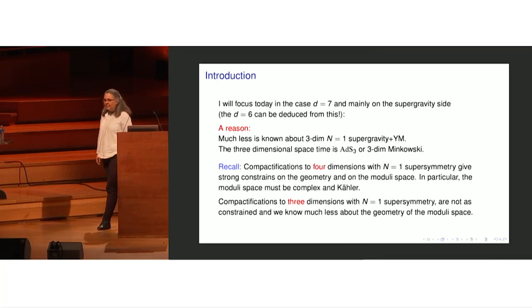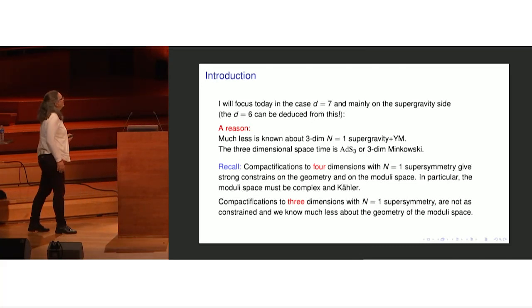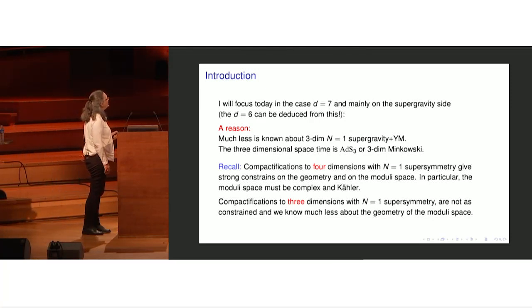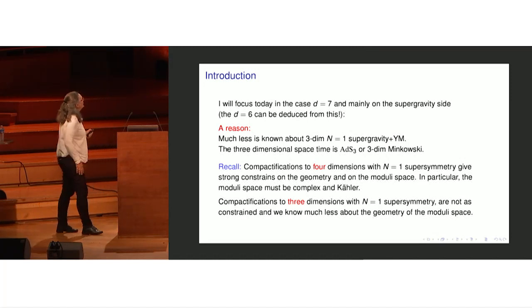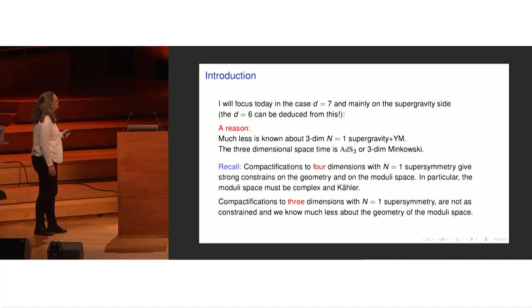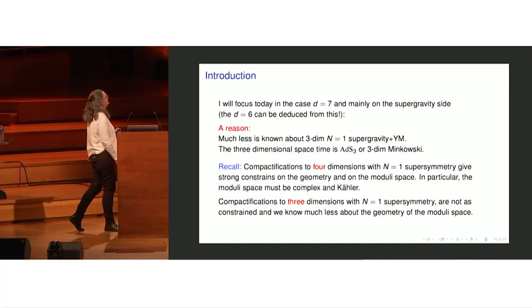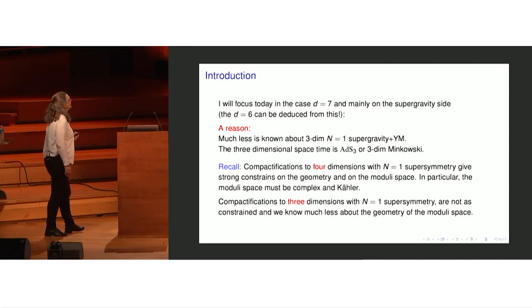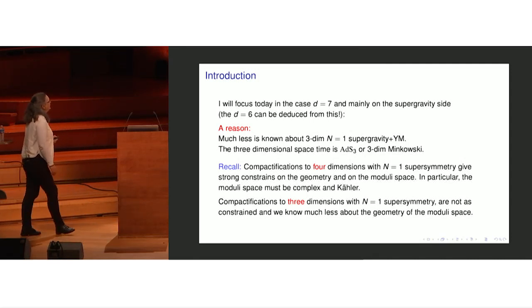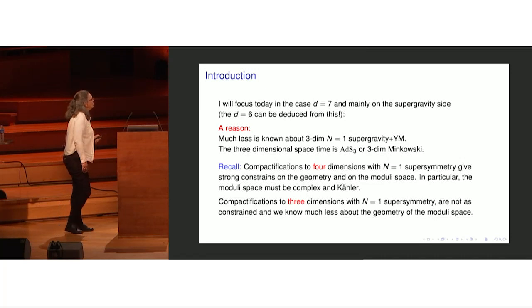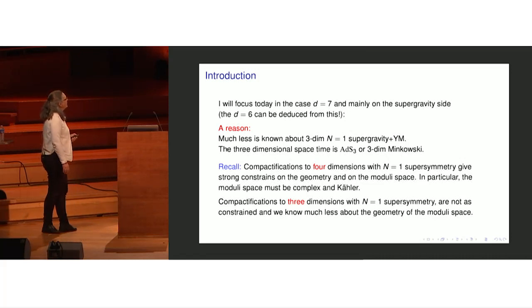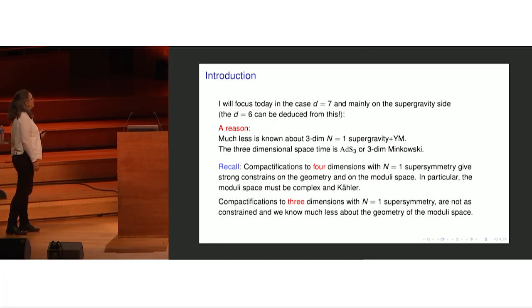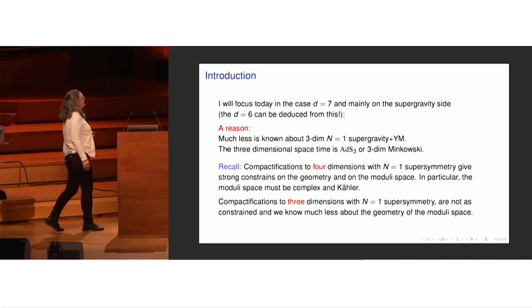Today, I will focus on the case for d equals 7, because it's harder, right? But mainly on the supergravity side. One reason is that the 6-dimensional case can be deduced from this. The 6-dimensional case leads to N equals 1 theories in four dimensions, and the case d equals 7 leads to N equals 1 supergravity plus Yang-Mills on AdS3 or three-dimensional Minkowski, right? And much less is known about these theories.